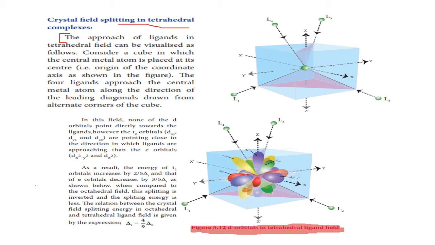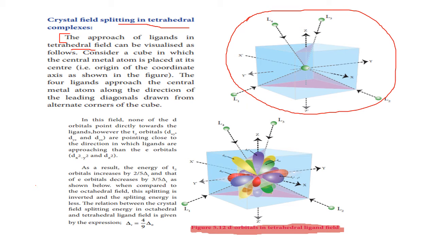Okay. First, what they are saying is that the approach of ligands in a tetrahedral field can be visualized from this diagram. See this diagram. In this we can see the approach of ligands in a tetrahedral field. These are the ligands, ligand 2 and ligand 1. These are the ligands.